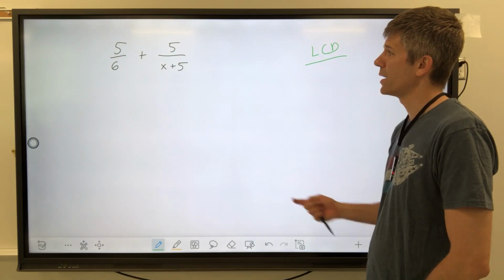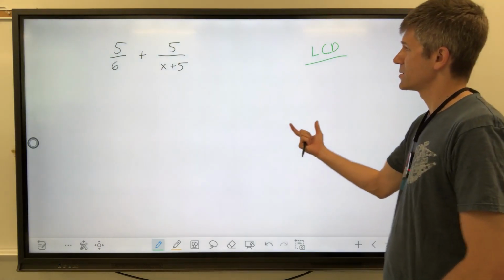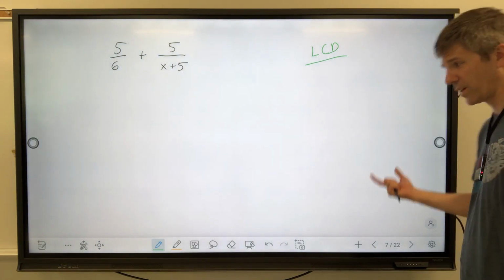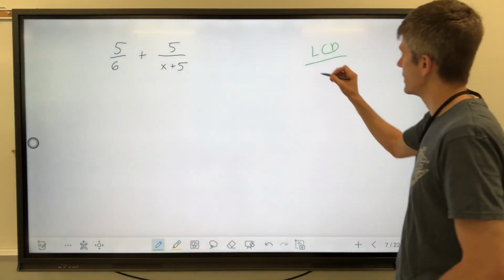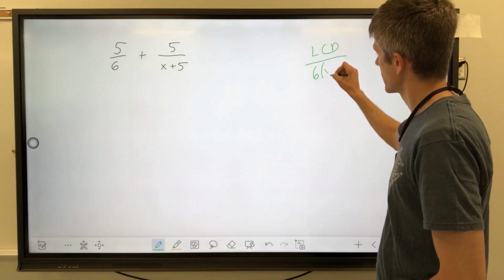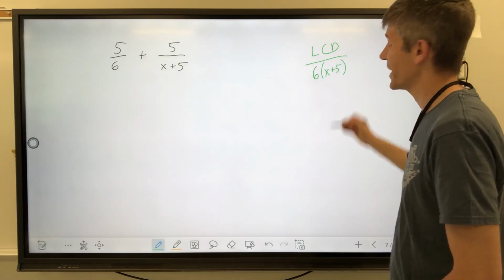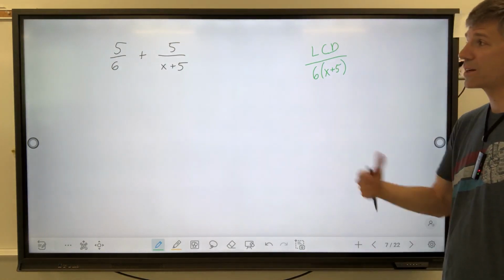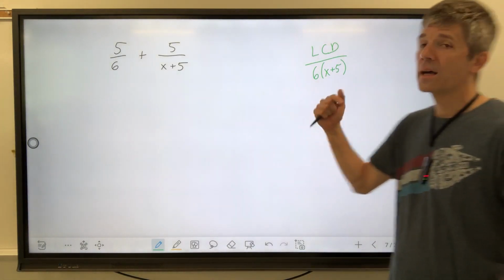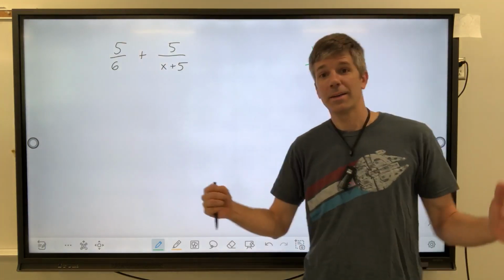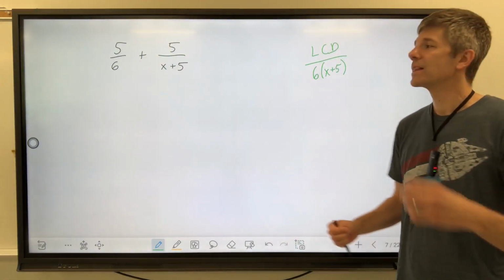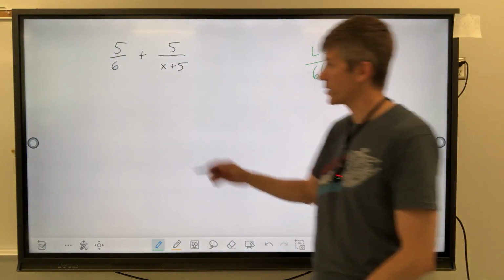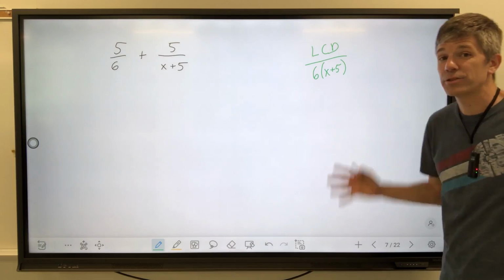You could do x plus 5, and then 2 times x plus 5, and then 3 times x plus 5, and then 4 times x plus 5, and then 5 times x plus 5, and then 6 times x plus 5, and that would be your least common denominator. What I just said that sounded confusing was the old method. The new method is: list every factor you have, which would be 6, one factor, and x plus 5, the other factor, and that is your least common denominator.